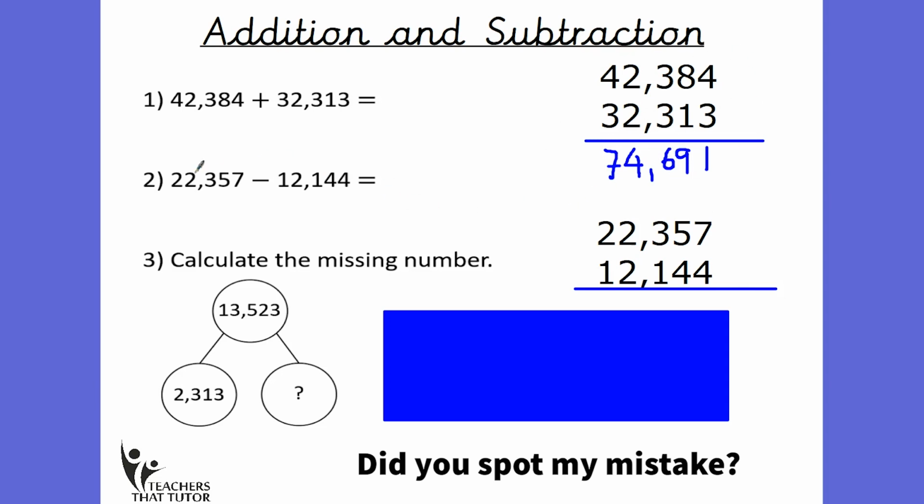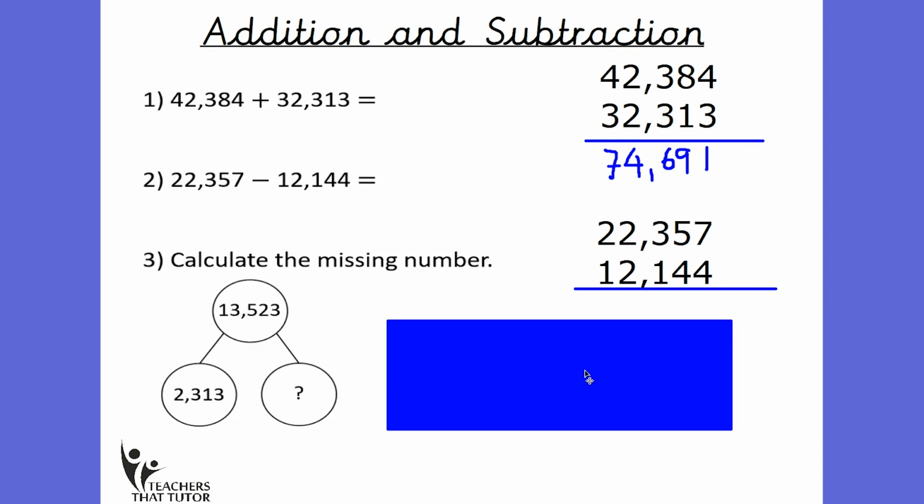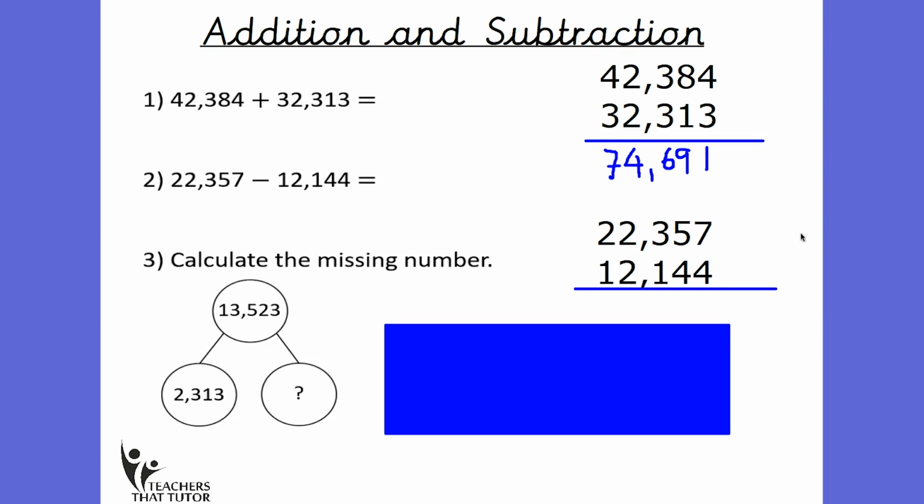The other one we've got here is this subtraction question, which is 22,357 subtract 12,144. So again, starting from the ones, 7 take away 4 is 3. 5 take away 4 is 1. 3 take away 1 is 2.